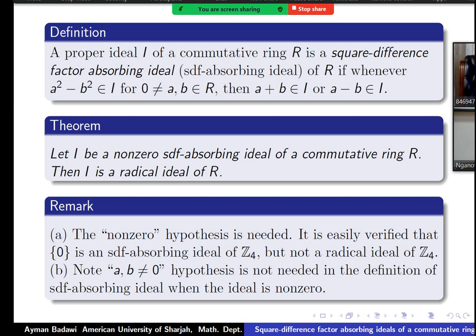But if you allow this, like if you go to Z4, the integers mod 4, then you can see that 0 is in fact a square difference factor absorbing ideal, but definitely 0 is not a radical ideal, because 2 squared is 0, but 2 is not in I. So keep this in mind: if your ideal is non-zero, you don't need the condition a, b not equal 0.